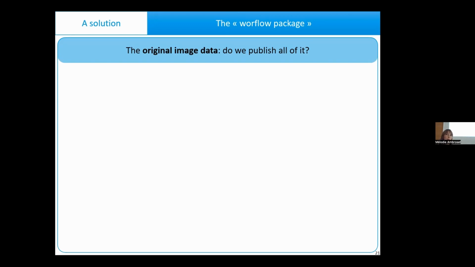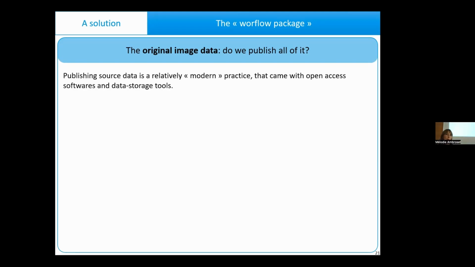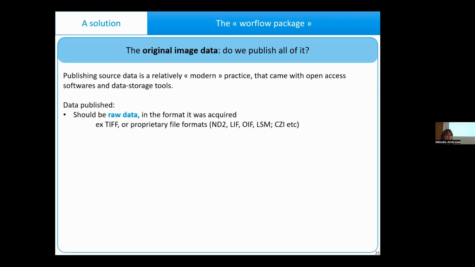And the question you might want to ask is, do we need to publish all of it? First of all, I want to mention that publishing source data is a relatively modern practice that came with open access software and data storage tools. It was not very common, and especially not for image data. But in any case, data published should be raw data in the format that it was acquired. Usually it's TIFF or proprietary formats for microscopes.